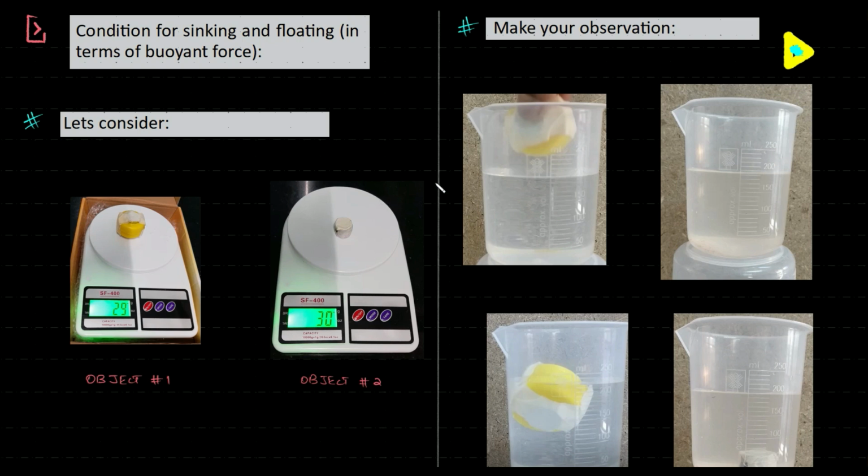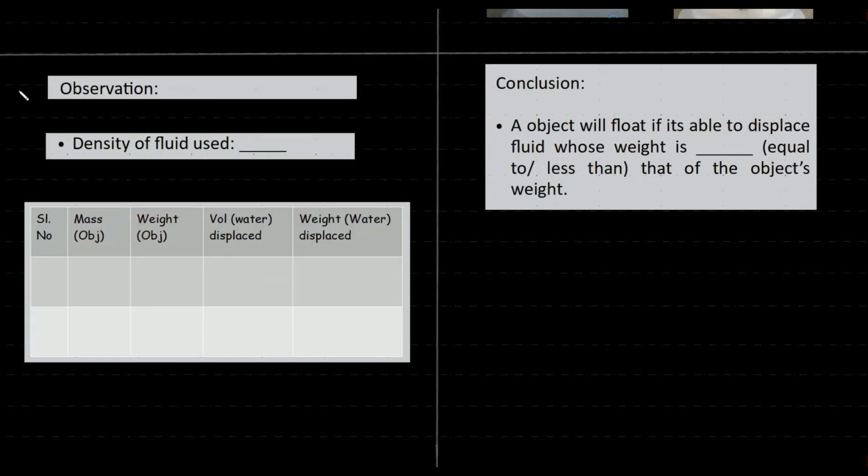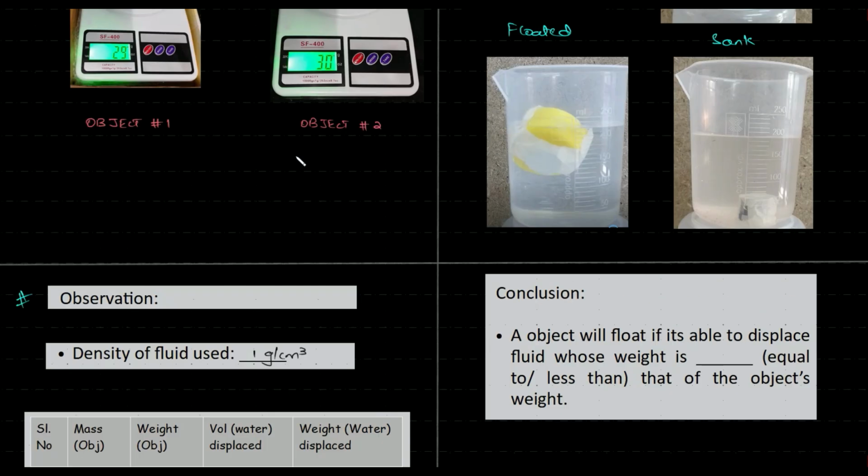So what happened? In the first case, object 1 floated, is it not? In the case of object 2, what happened? It sank. Agree? So now the question is why and how? To answer that, we need to fill this table up. The density of the fluid that we are using is 1 gram per centimeter cube. It's tap water, and we have seen that tap water weighs 1 gram for every centimeter cube.